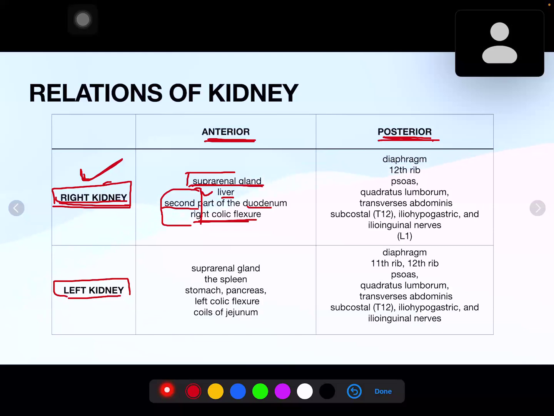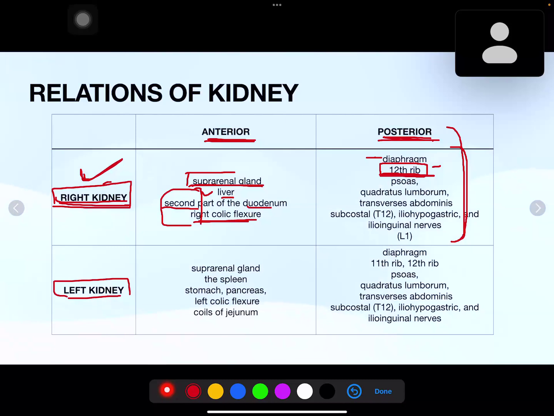The kidney lies on the posterior abdominal wall, so these will be the structures of the abdominal wall. What would be the structures? First would be the diaphragm and the 12th rib. This you have to remember, that this kidney is lying over the 12th rib.